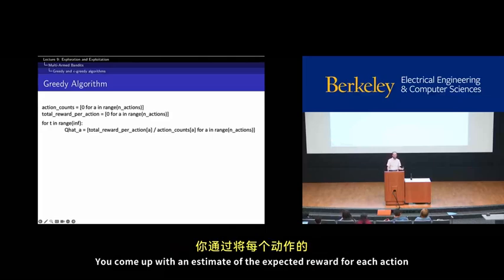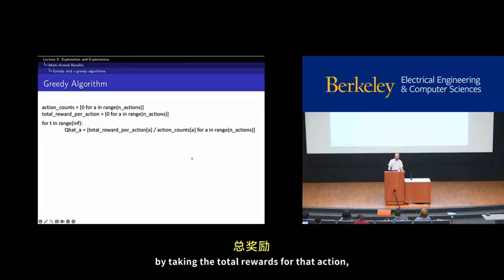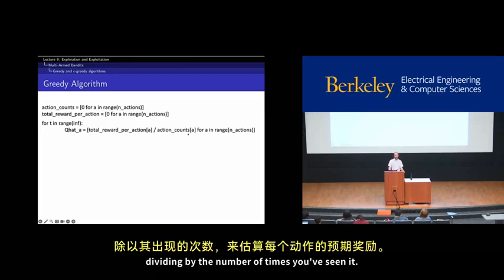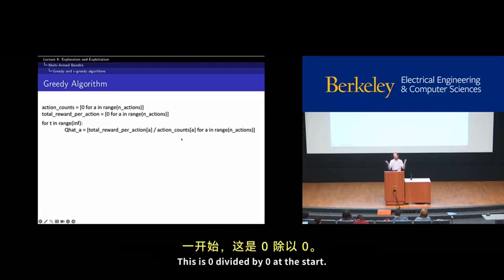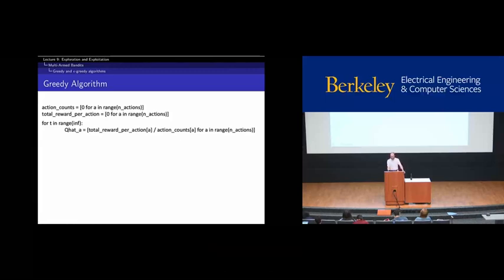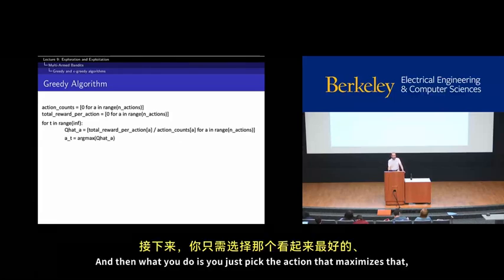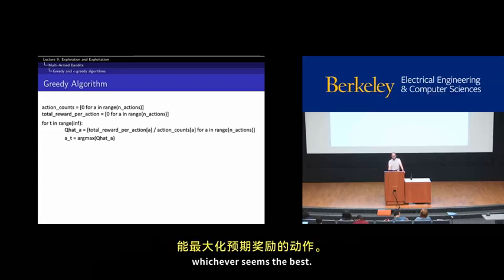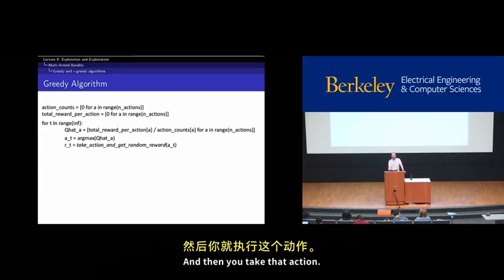You come up with an estimate of the expected reward for each action by taking the total rewards for that action, dividing by the number of times you've seen it. This is 0 divided by 0 at the start. It doesn't really matter. Just deal with it. Come up with some number. It doesn't really matter. And then what you do is you just pick the action that maximizes that, whichever seems the best, and then you take that action.